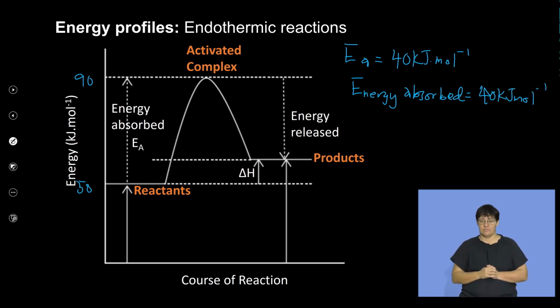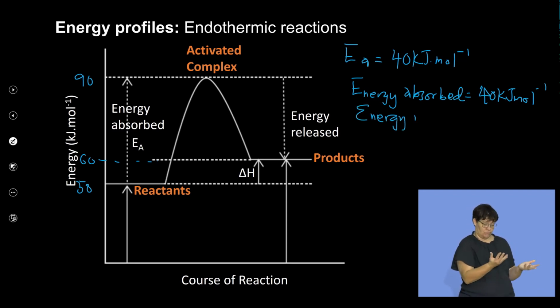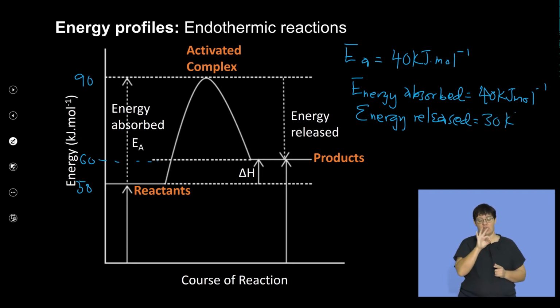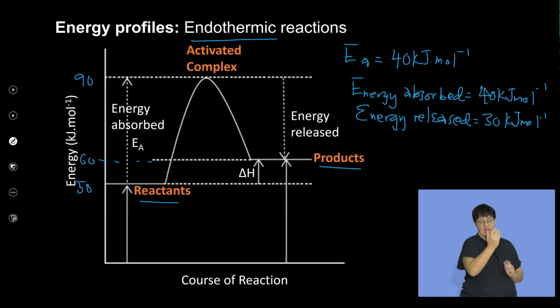All right, and then how much is released? From 90, let's say this is 60 kilojoules for argument's sake. So the products are at that energy level. So the energy released is equal to, we have released from 90 to 60, we have released 30 kilojoules per mole. So what are we saying here? We are saying that more energy is absorbed than released. Hence, we would refer to this as an endothermic reaction. At the same time, we're saying that the products are at a higher energy level than the reactants. That's why we are saying more was absorbed than released.